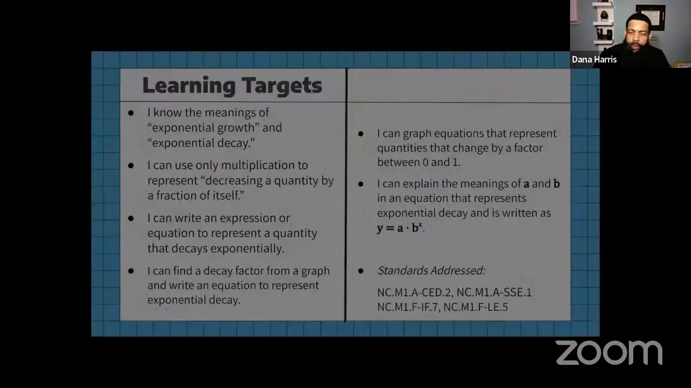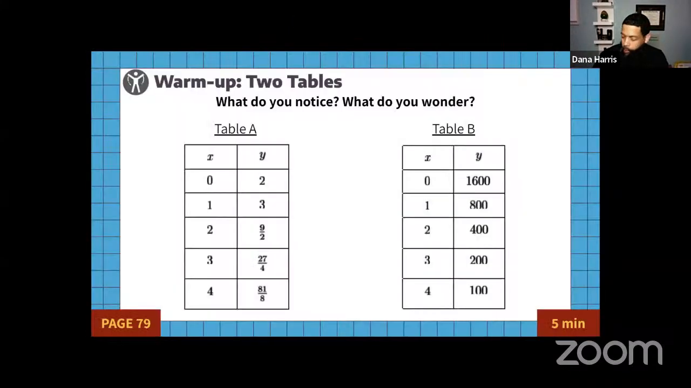In this particular lesson, you want to look at these two tables first and notice and wonder. One of the things you may realize is that in Table A, the numbers start out as whole numbers and then turn into fractions, but those fractions are getting larger and larger. In Table B, the numbers start out at 1600 and then get smaller and smaller.